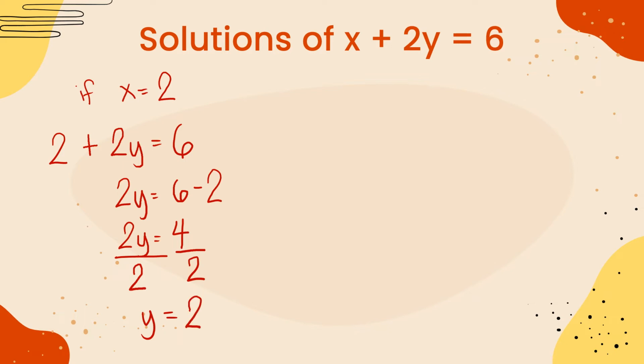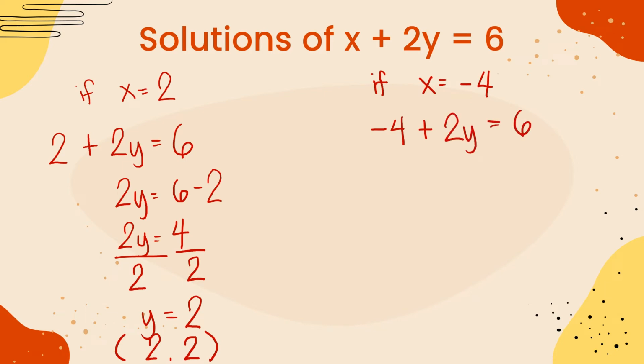So, ano naman yung third solution natin for our linear equation? So, that is 2, 2. Last na solution before we end this linear equations. If x now is equal to, let's try negative 4. So if x is equal to negative 4, we have negative 4 plus 2y is equal to 6.